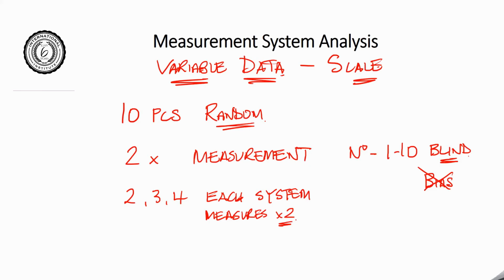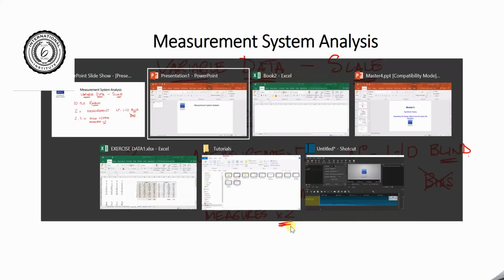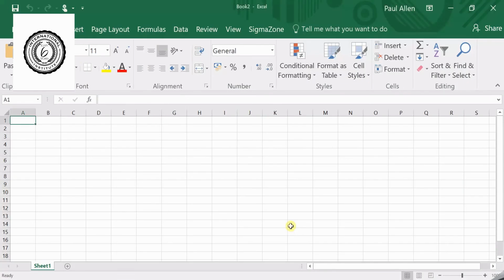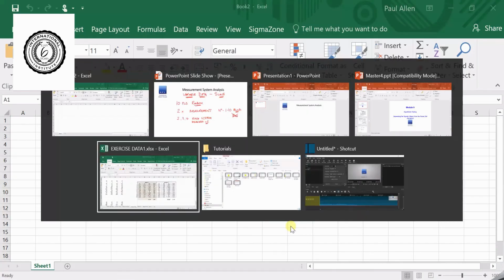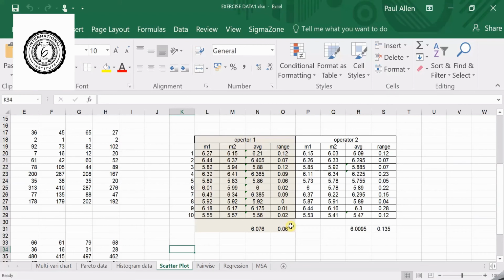Okay, now I've got a set of data where we have 2 measurement systems, each measuring the parts twice. 10 pieces have been taken at random. We're going to take a look at that now, and we're going to see how SPC XL does measurement system analysis. So let's just flick to the Excel. Oops, wrong one. That's the one. I have the data there, so let's just populate the data.